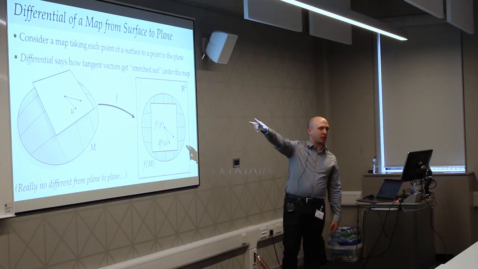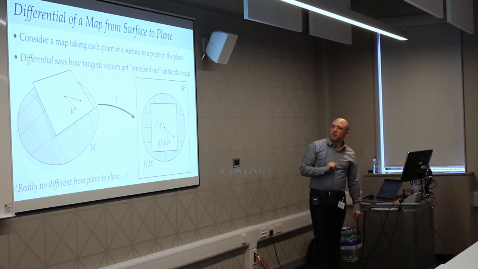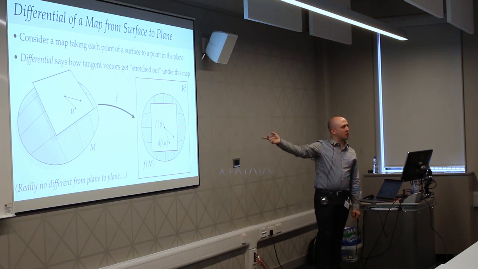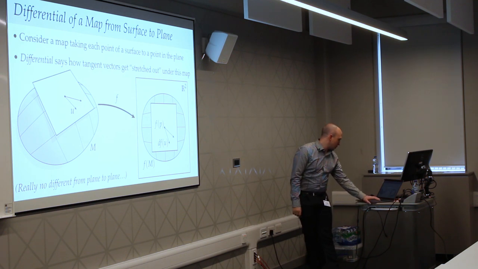If I have a tangent vector sitting on the surface, the differential simply tells me where does that land or how does that end up getting stretched out when I go into the plane, okay? Same idea. If f is my map, then df is my differential taking vectors into the plane. Here I've called it u instead of x. That didn't really change.